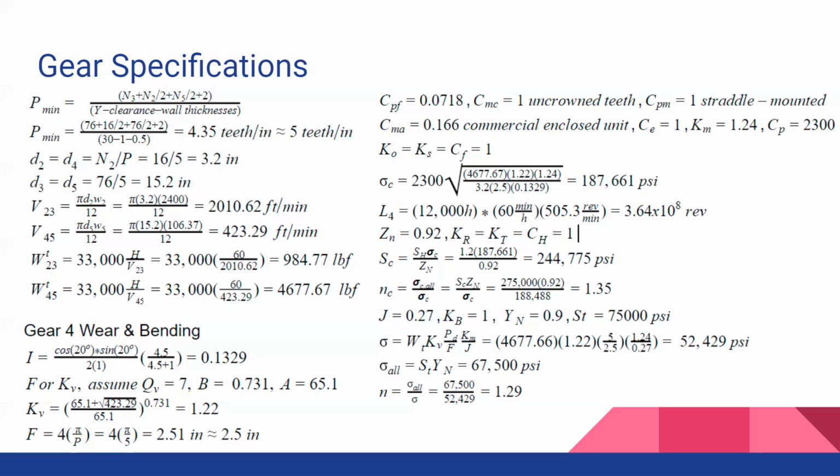approximately 188 KSI. The life of gear 4 was found to be 3.64 times 10 to the 8th revolutions. The stress cycle factor was 0.92. The gear contact strength desired, we found to be approximately 245 KSI. The factor of safety we found to be 1.35.